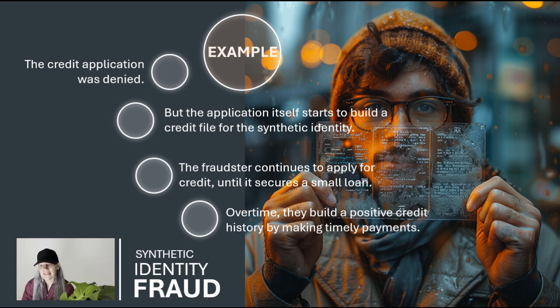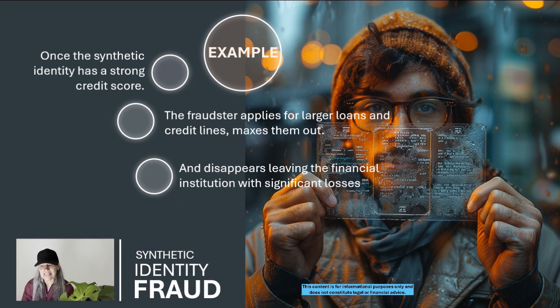Over time, they build a positive credit history by making timely payments. Once the synthetic identity has a strong credit score, the fraudster applies for larger loans and credit lines, maxes them out, and disappears, leaving the financial institution with significant losses.